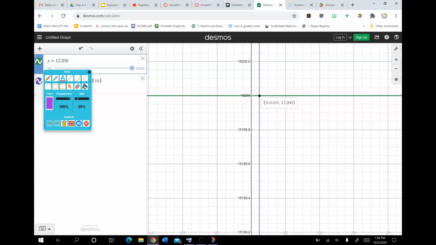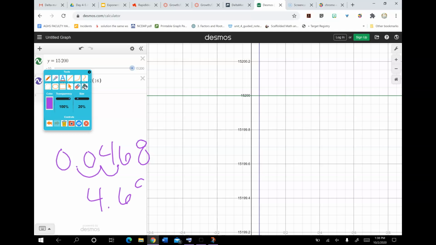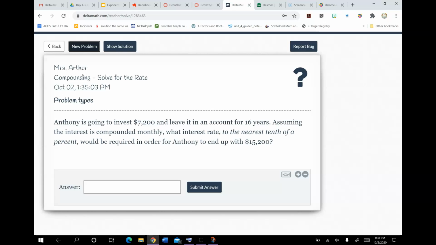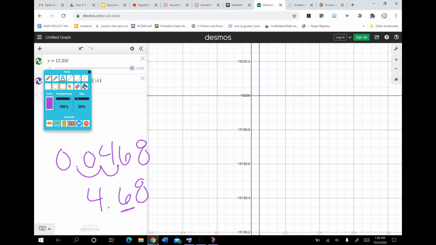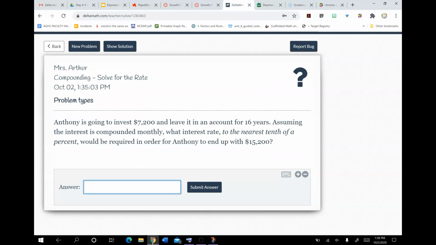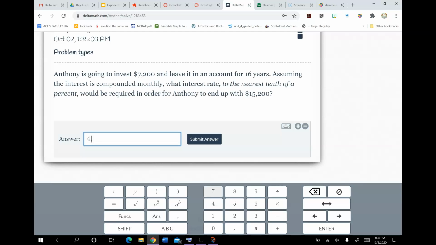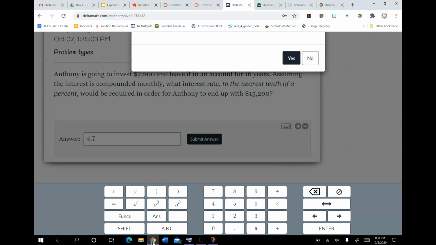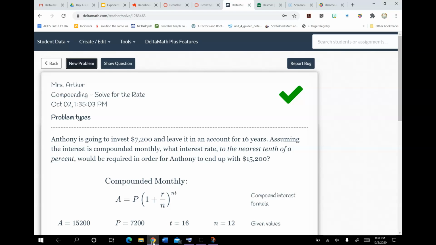So my answer was 0.0468. To convert to a percent, move this decimal place 2 places. So now it's 4.68. It wanted me to round to the nearest tenth of a percent. So here's the tenths place. So that 8 is going to make that 6 go to a 7. So my answer is going to be 4.7. 4.7. Enter. Look at there. We got all problems right.